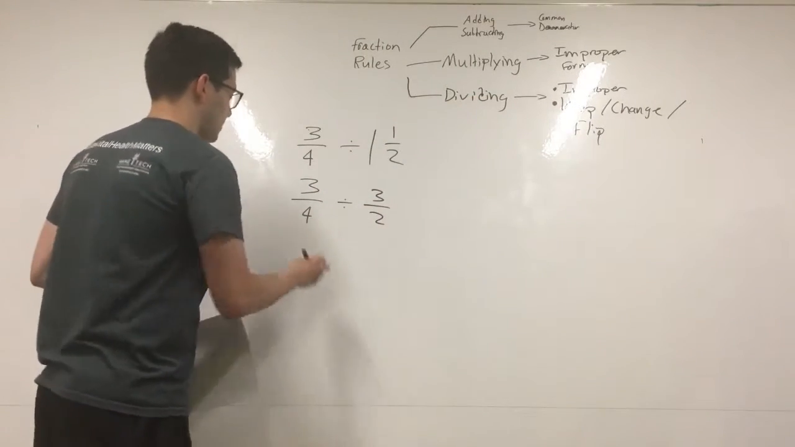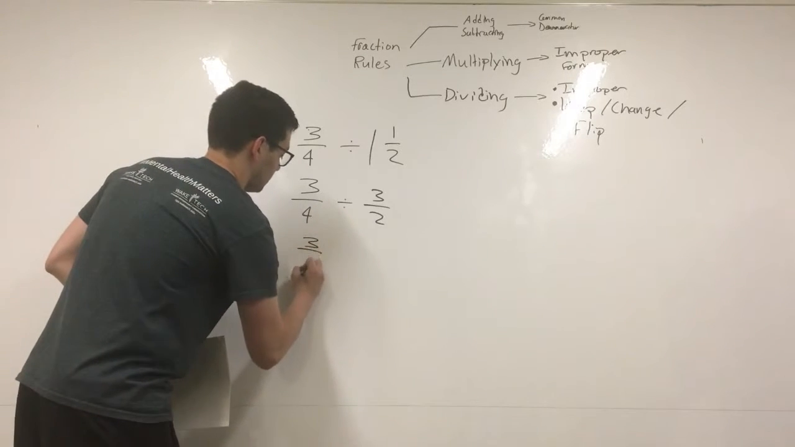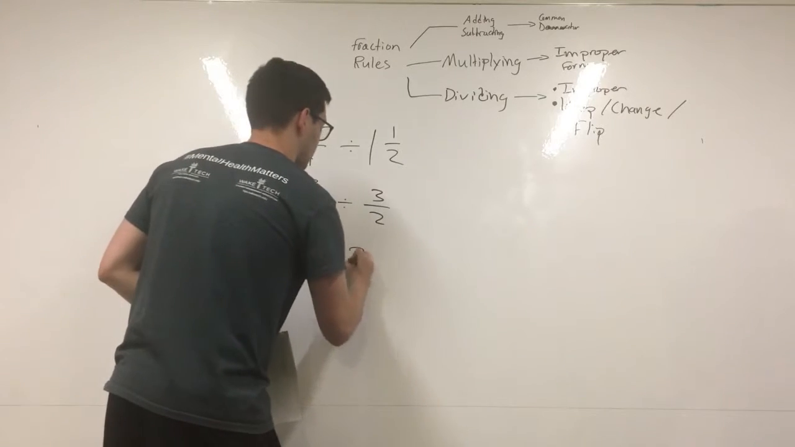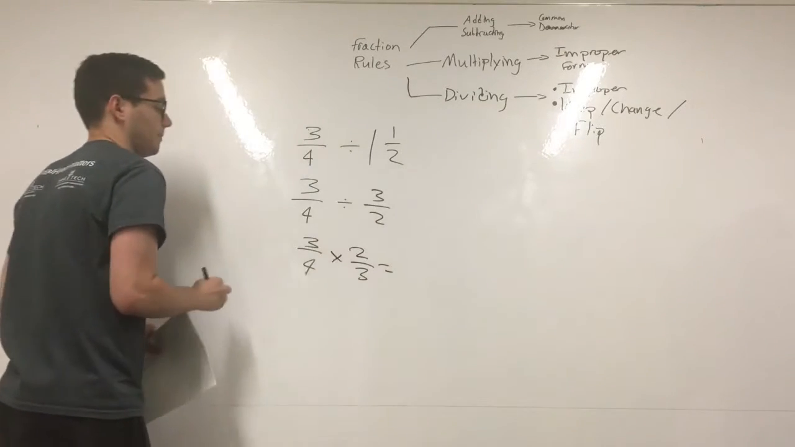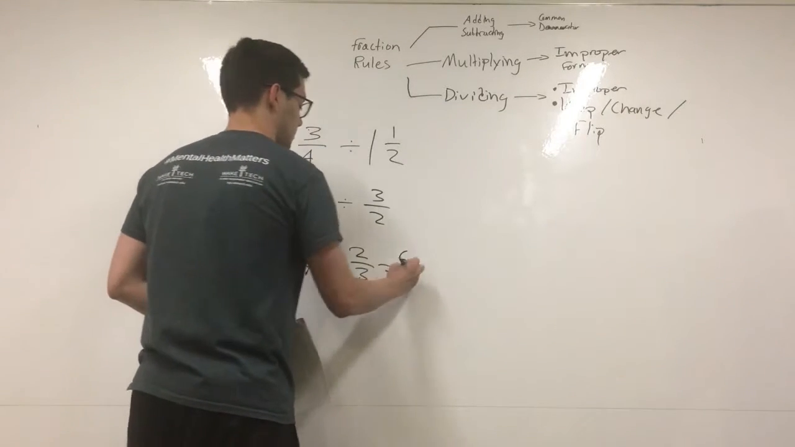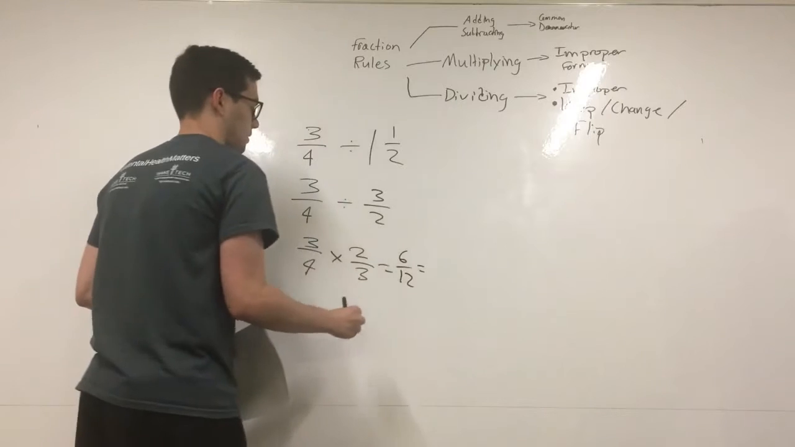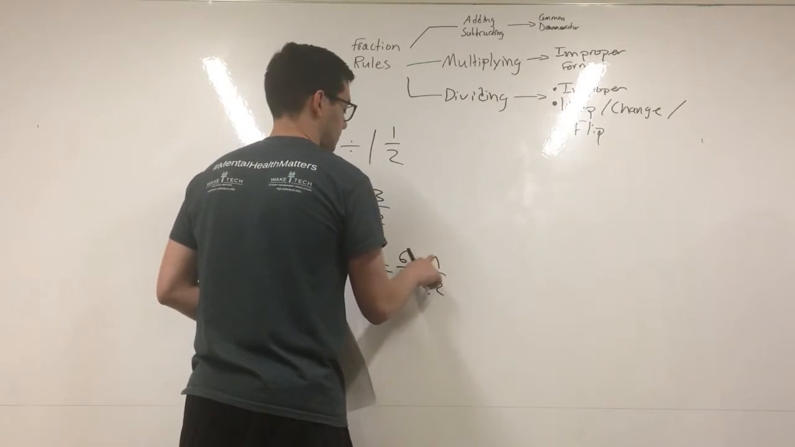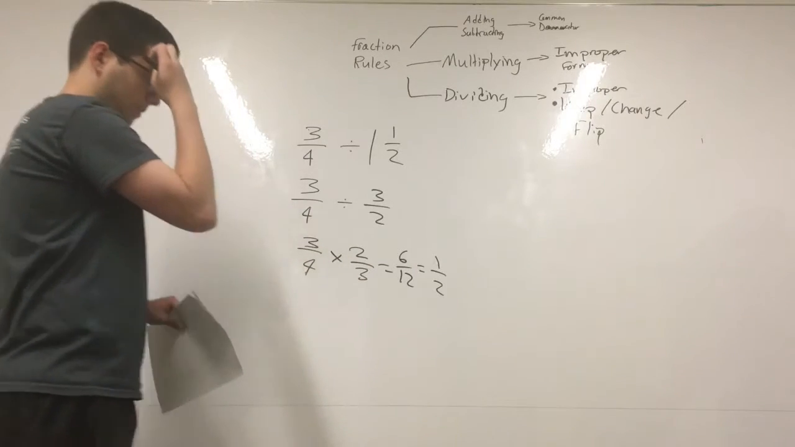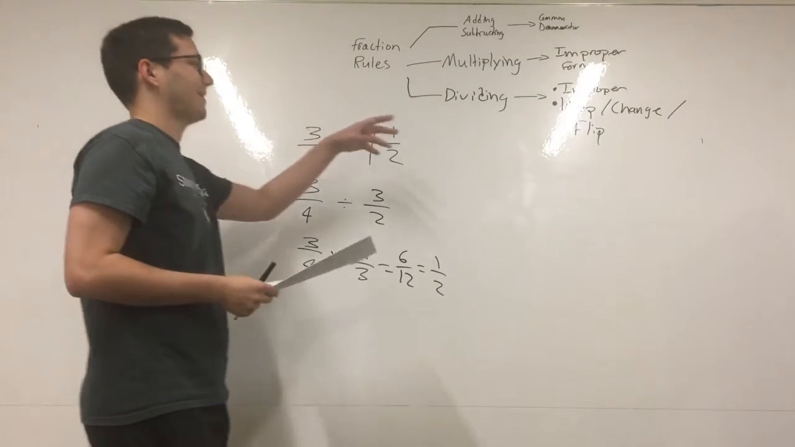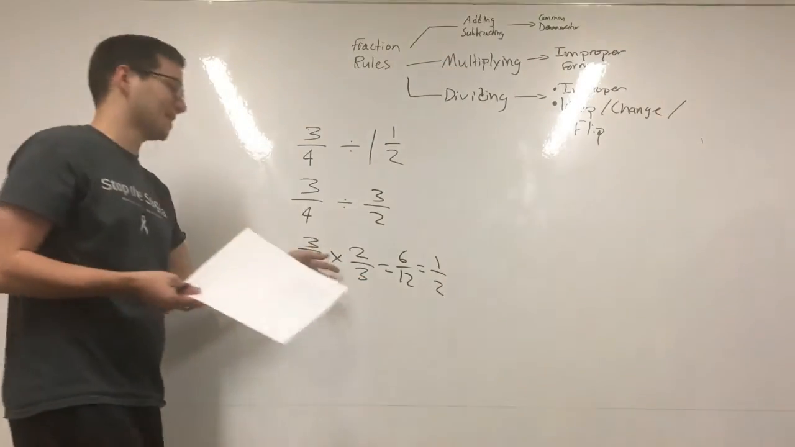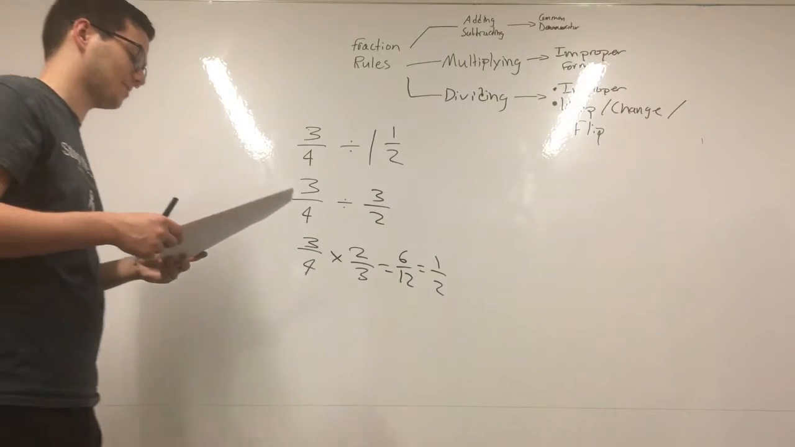Keep, change to multiplication, flip. Alright, 3 times 2 is 6. 4 times 3 is 12. 1/2. Make sure I do that. Okay. So obviously I couldn't show you dividing fractions without showing you multiplying fractions, because in the end it becomes a multiplication question. That's just the way it is. That's the way it works.